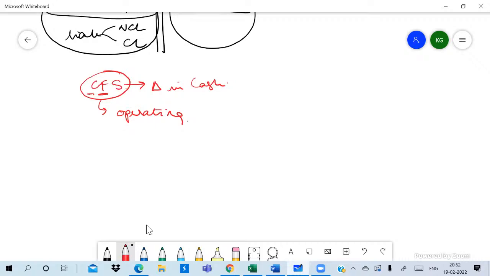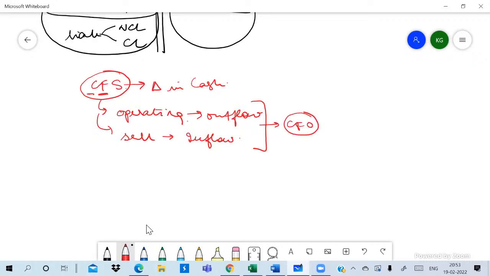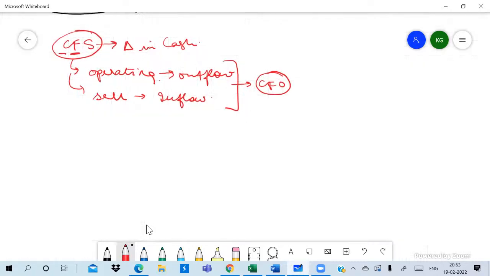So that's your day-to-day activity. So for example, you pay your electric bills, you pay your salaries, you pay your wages, you pay your telephone bills. So this will lead to an outflow of cash. Similarly, when you sell your products and you get money, that will lead to an inflow of cash. So that's my day-to-day operation. So any money coming in or going out from your day-to-day activity is a part of cash flow from operating activities.